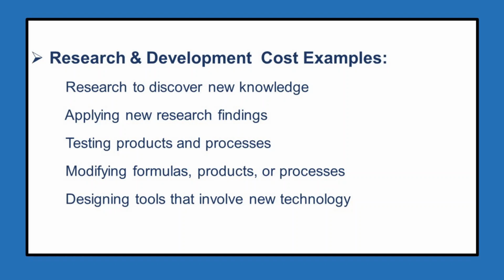Examples of activities typically considered to fall within the research and development functional area include the research to discover new knowledge, applying new research findings, formulating product and process designs, testing products and processes, modifying formulas, products or processes, designing tools that involve new technology and so on.